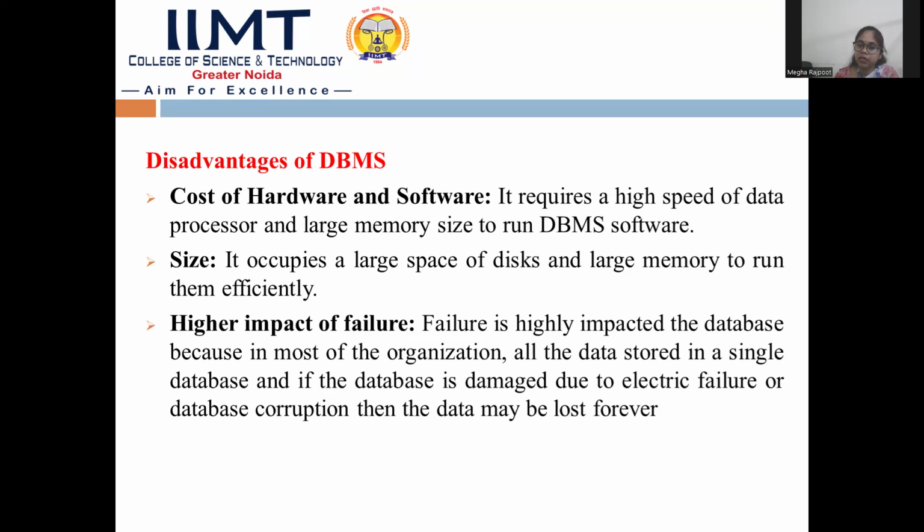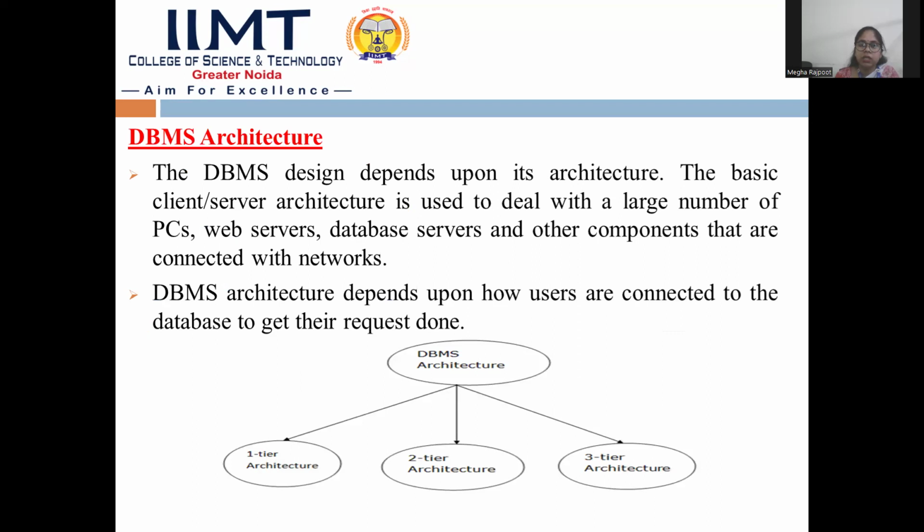Next, higher impact of failure. Failure highly impacts the database because in most organizations, all the data is stored in a single database. And if the database is damaged due to electric failure or database corruption, then the data may be lost forever. So these are the disadvantages of DBMS.